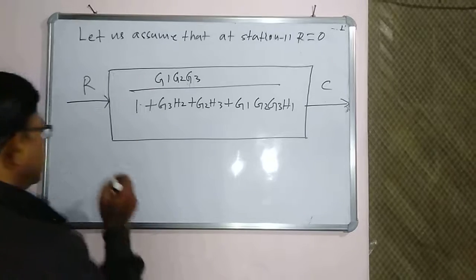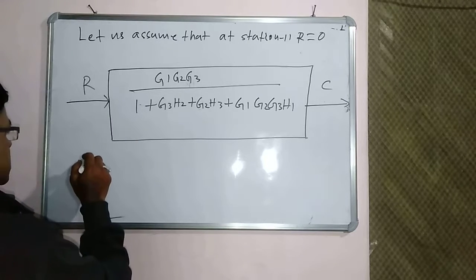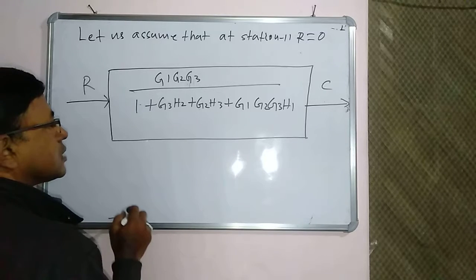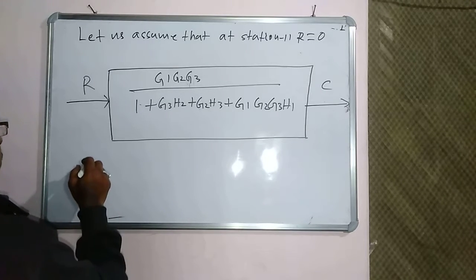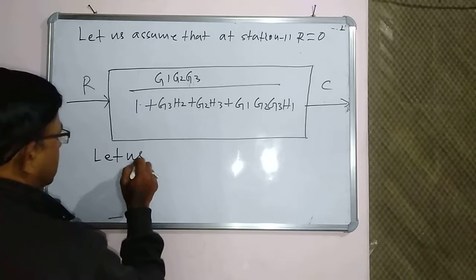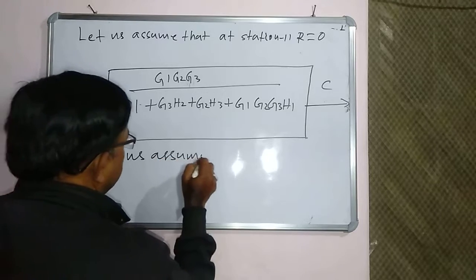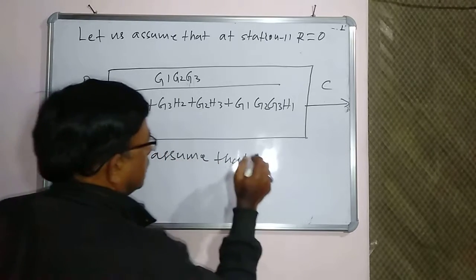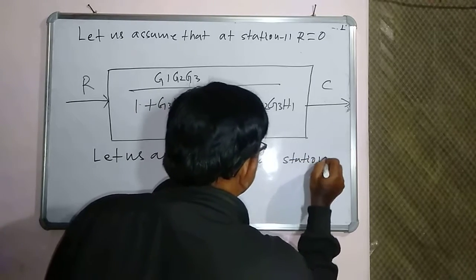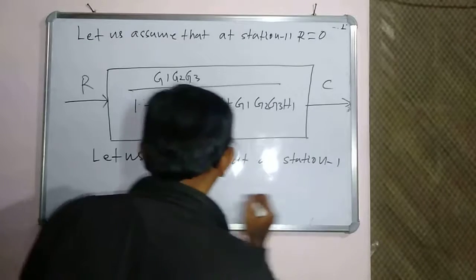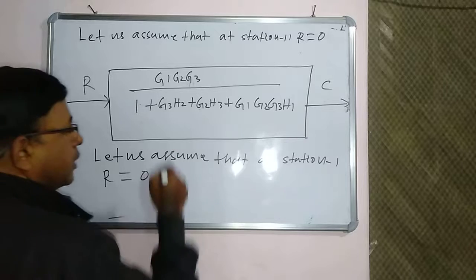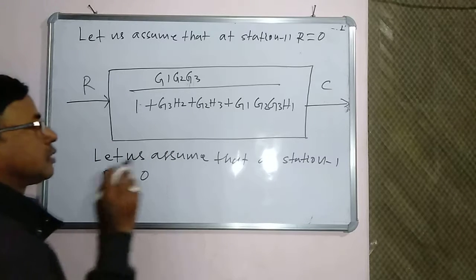Similarly, we can find out the transfer function when R is at station 2. So to find that, let us assume that at station 1, R is equal to 0. Then similarly, by the block diagram reduction technique, we can find out C by R.